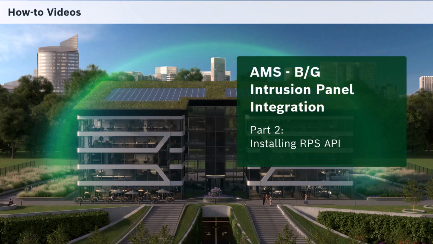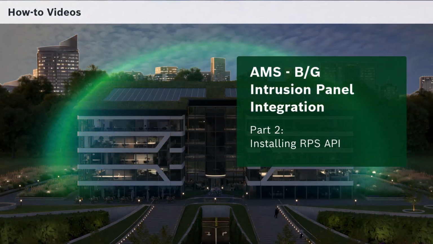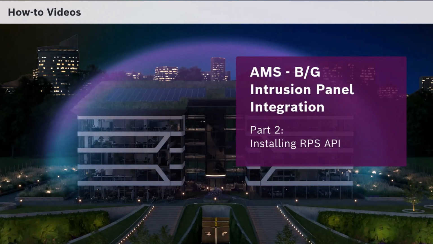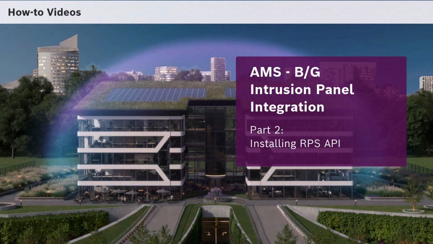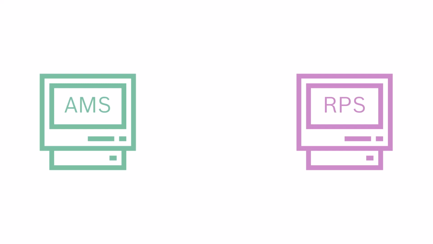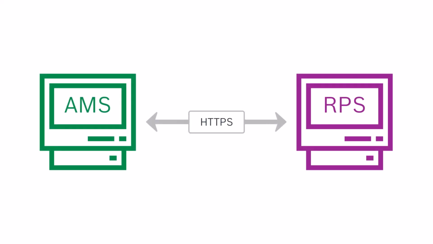This is part 2 of the AMS and B/G Intrusion integration series. Installing the RPS API. The Intrusion RPS API is the communication channel between the AMS and the RPS applications on their respective computers.